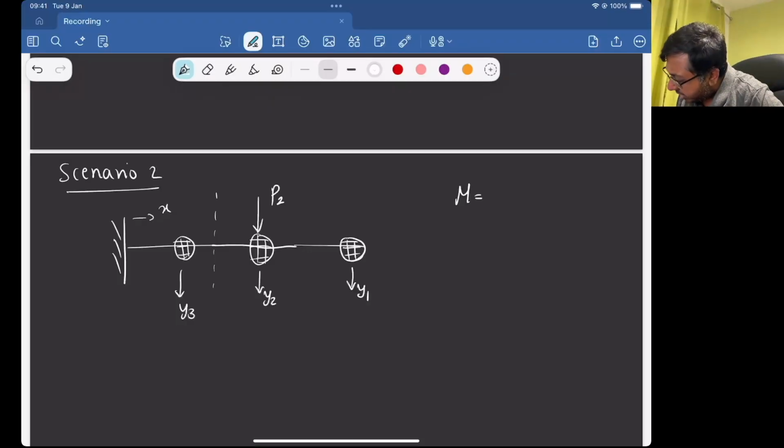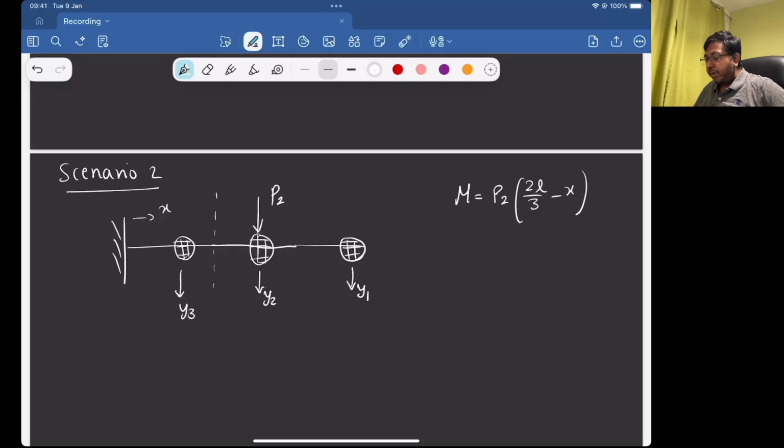So we need to rewrite our moment equation. Our moment is nothing but P2 into (2L/3 minus x). That means if I substitute L here, I'm going to have a negative moment. If I substitute 2L/3 minus L, it says I have a moment in the opposite direction, which is not true. So this equation is only valid for that section of the beam until where the load P2 is applied. On the rest of the beam, there is no moment acting. The moment is 0, so there's only rigid body motion. There's no real rotation or deflection.